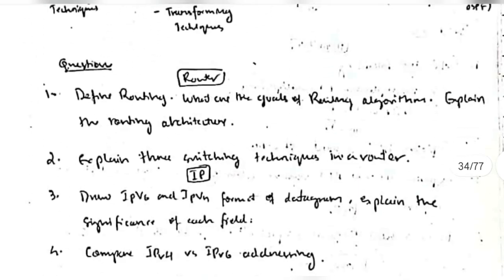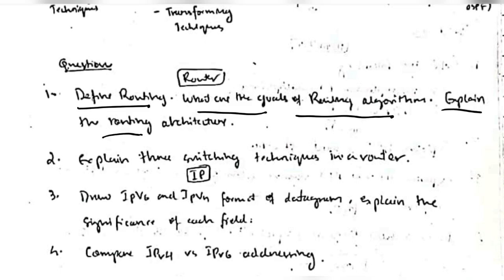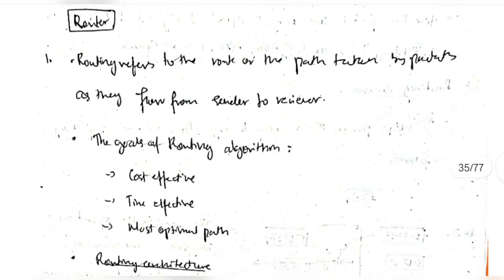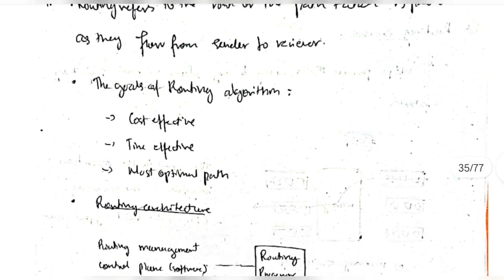The first question is: define routing, what are the goals of routing algorithm, and explain the routing architecture. So what does routing mean? It refers to the route or the path taken by the packets as they flow from the sender to the receiver. Routing means just selecting the most optimal path. The goals of this algorithm include a cost effective, time effective, and most optimal path.